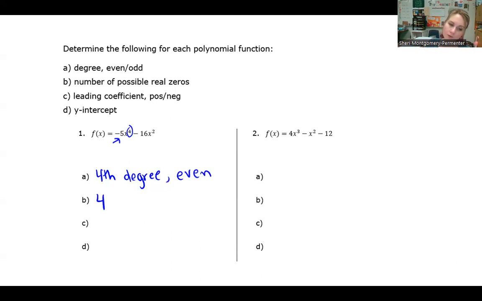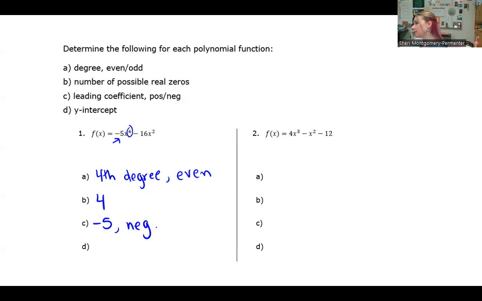For part C, the leading coefficient. What is the leading coefficient? Jacob agrees. Anybody else? Yep. -5. And the leading coefficient tells us one more thing. It tells us if we're positive or negative. So Madeline, what do you think? Why? Yes, that's exactly right. It's negative because it's a -5. Very good. And then part D.